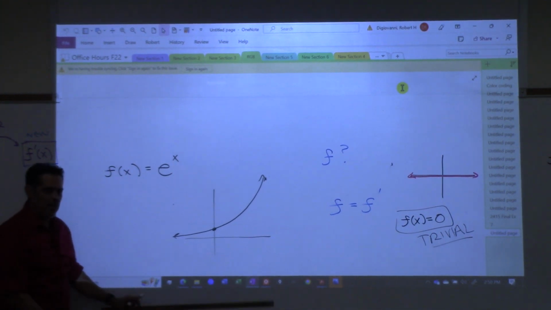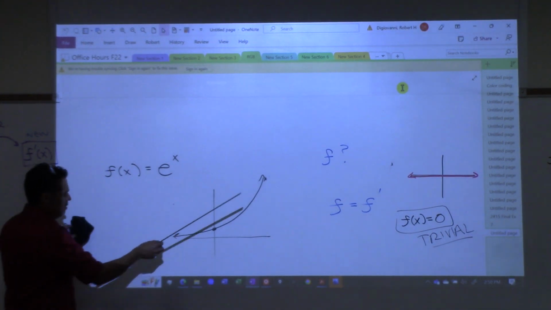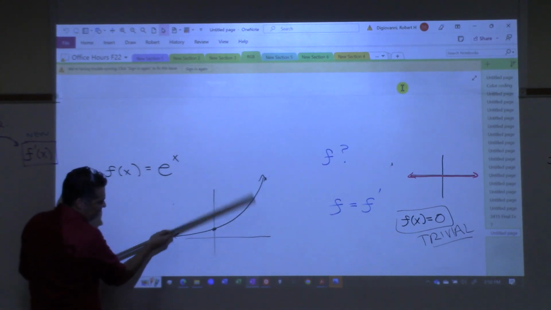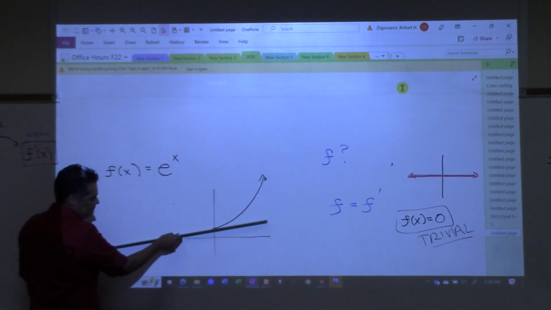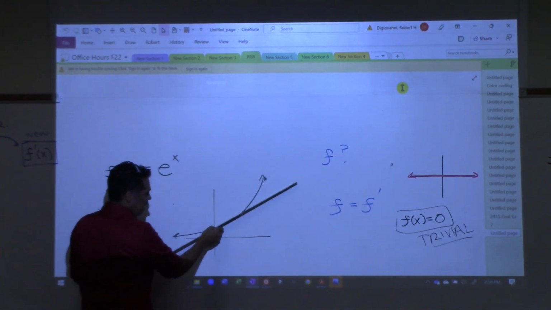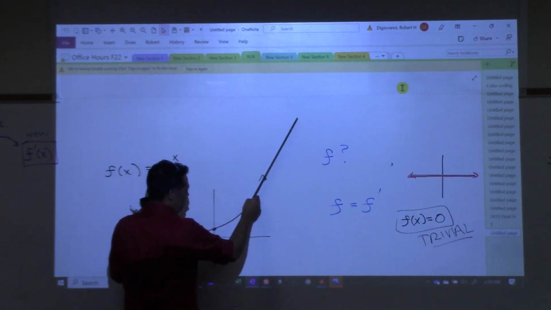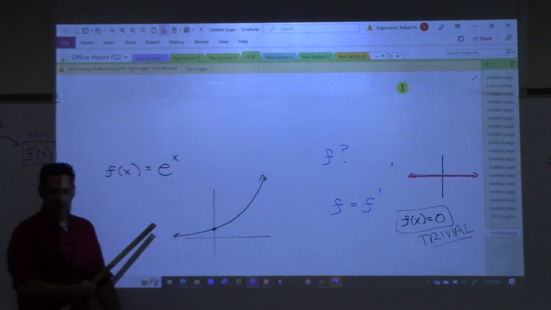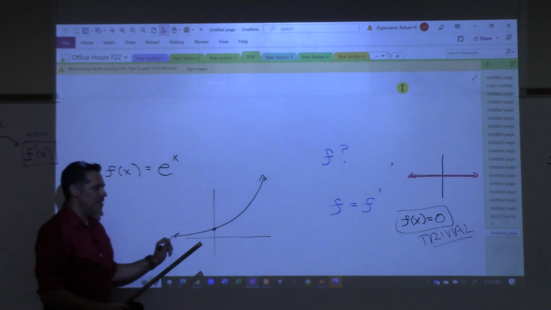Let's see if we can maybe convince ourselves that that's true. What would the slope of the tangent line be back here? Right here. What would it be? Small, positive, right? And then what's happening? Positive, getting bigger and bigger and bigger. Isn't that exactly what that graph does? It's small, positive, getting bigger, bigger, bigger.